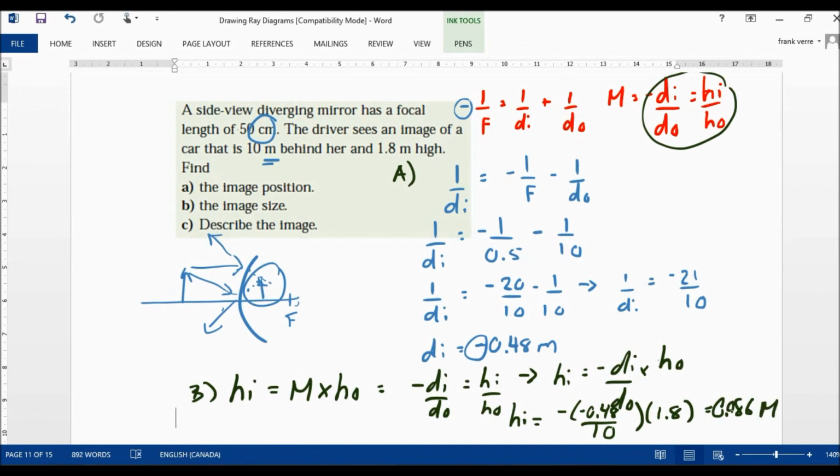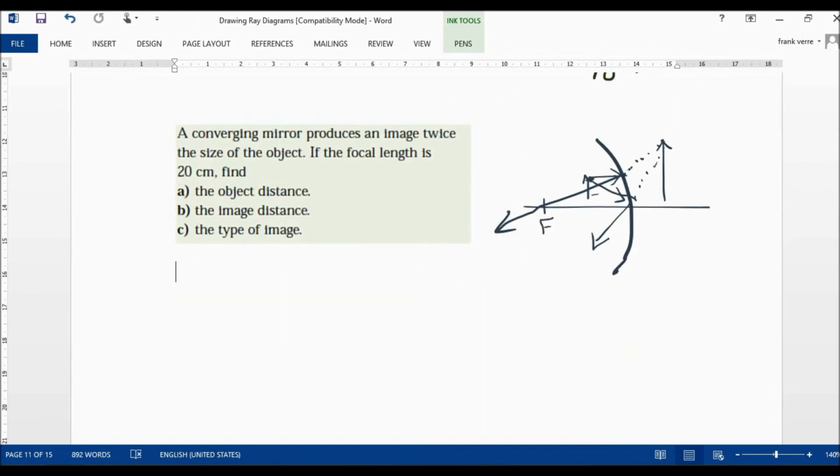0.086 meters. Okay, this next question is a bit tricky, because we're going to have actually two unknowns, but we're going to be able to solve this, no problem. So here we have a question: a converging mirror produces an image that is twice the size of the object, and the focal length is 20 centimeters. So we can add that in here. But we're not told anything about the object distance, and we're not told anything about the image distance.